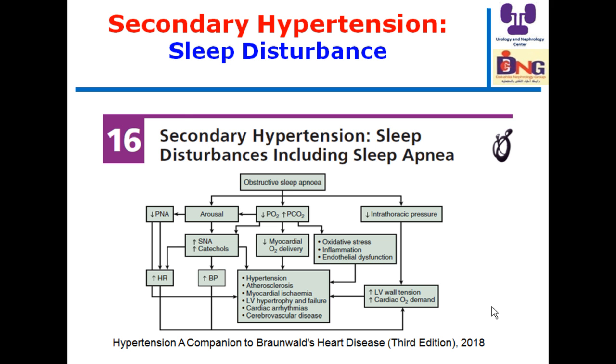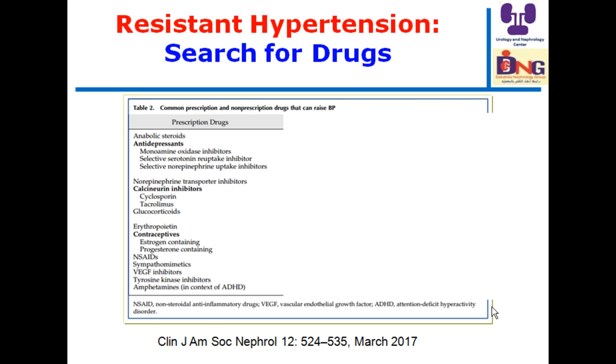Whenever we have resistant hypertension, search for the contribution of added drugs. So these are the prescription drugs that are associated with hypertension or increasing the level of blood pressure beyond control: anabolic steroids, antidepressants, norepinephrine, calcineurin inhibitors, cyclosporin, tacrolimus, which we discussed in the scenario of sodium chloride transporter stimulation, glucocorticoids, erythropoietin, contraception. So we can consider contraception the major cause in the childbearing period in females.